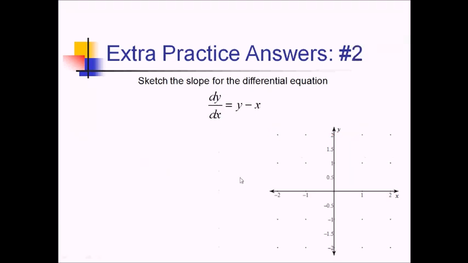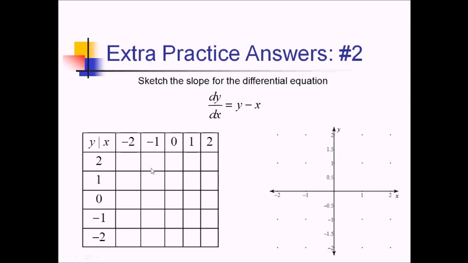For this problem, we're graphing the slope field for this differential equation. Let me make a table of all my x and y values between -2 and +2. So now for this first one, we've got an x value of -2 that we're subtracting. So we're essentially doing all these y values plus 2. So 2 plus 2 is 4. 1 plus 2, 0 plus 2, -1 plus 2, and -2 plus 2 gives us 0.